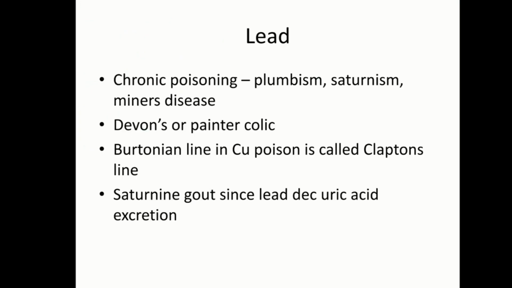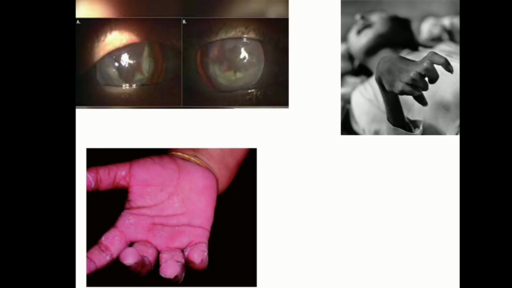This is the basophilic stippling, Burtonian line, and wrist drop, foot drop seen in lead toxicity. Chronic poisoning in lead is also known as plumbism, Saturnism, and abdominal pain is called Devon's or Painter's colic. Burtonian line in copper poisoning is called Clapton's line, whereas lead decreases the uric acid excretion, and therefore it leads to something which is known as Saturnine gout.